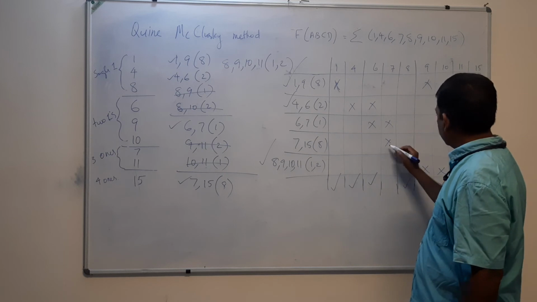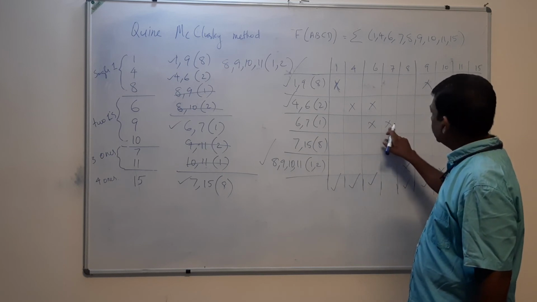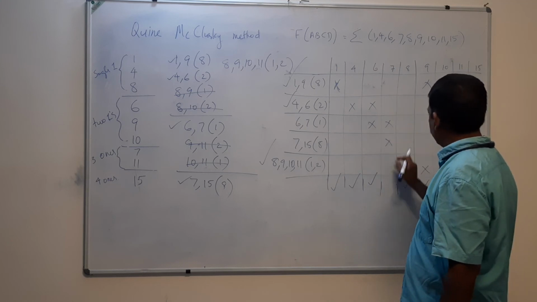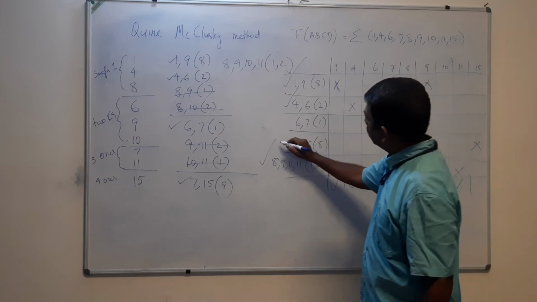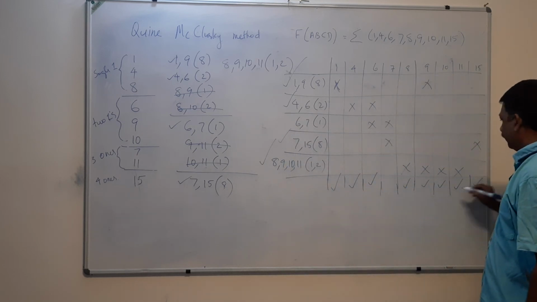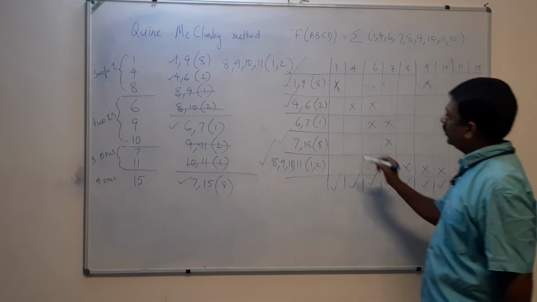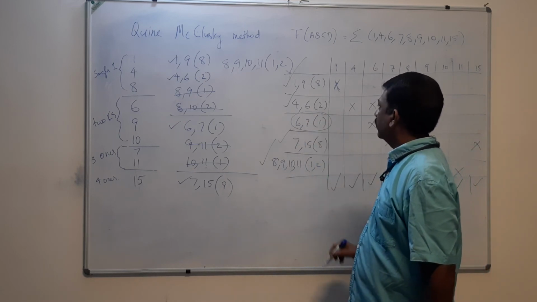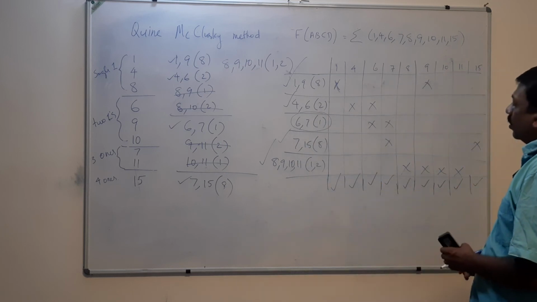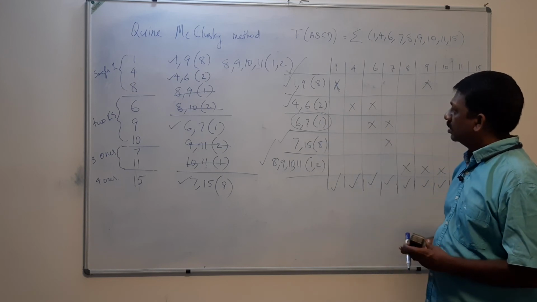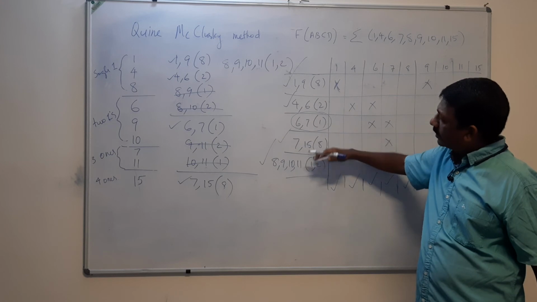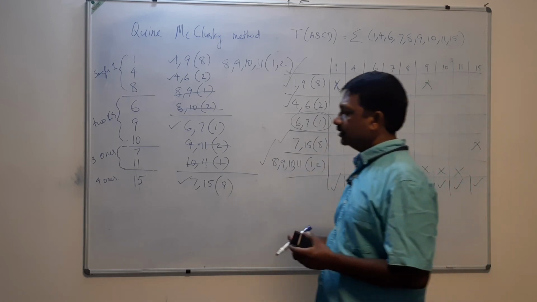Non-essential means for this you can either select this or this. For this column you can either select this or this, and for this you have to definitely select this. So that's why this is also a prime implicant. That means 6 7, we don't want 6 7. And now we have selected four essential prime implicants.